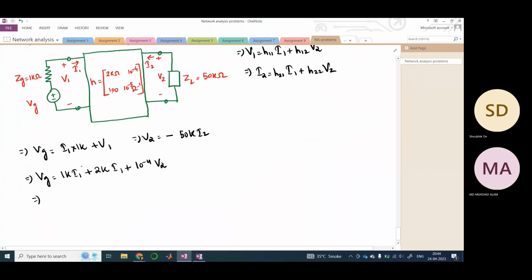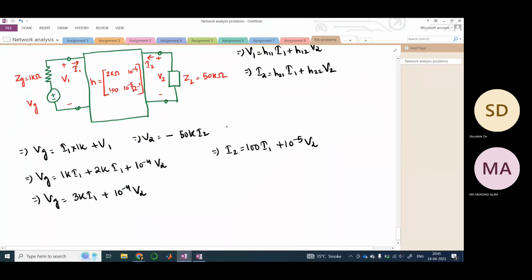Similarly, okay, so now let us just solve this. So this would be Vg = 3k I1 + 10 to the power minus 4 V2. Now, what is I2 here? See, I2 is H21 I1, right? H21 is 100 I1, and your H22 is 10 to the power minus 5 V2, right?